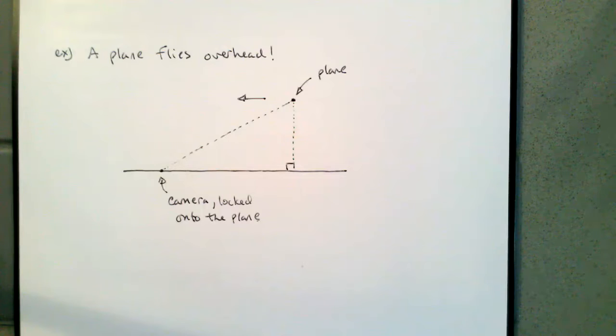Anyway, what are we talking about? A plane flies overhead. The camera is going to be locked onto the plane, so as the plane flies overhead, the camera has to rotate to keep it in view. Here we're going to set up a relationship between the horizontal distance from the camera to the plane, and the angle that the camera makes with the ground.